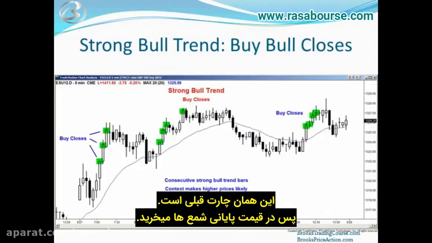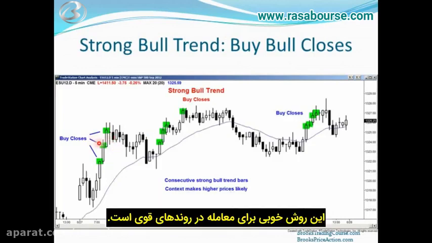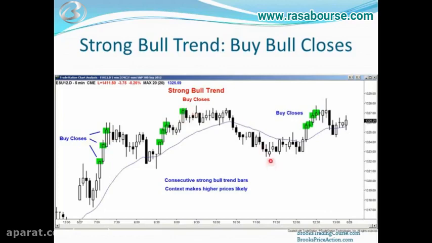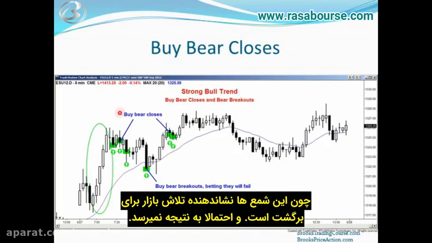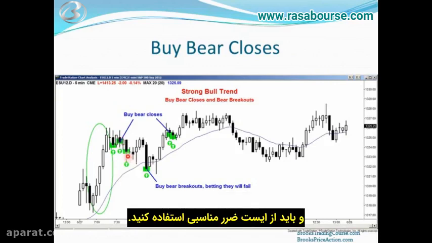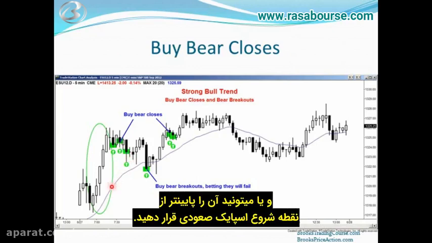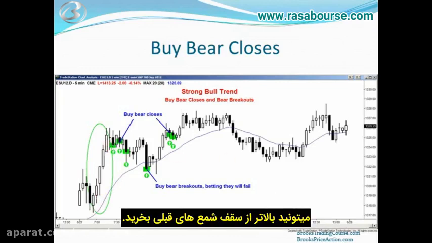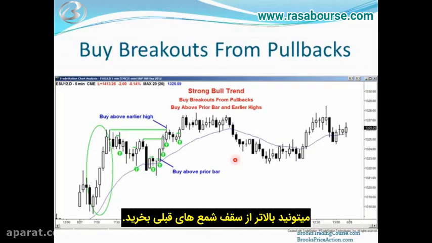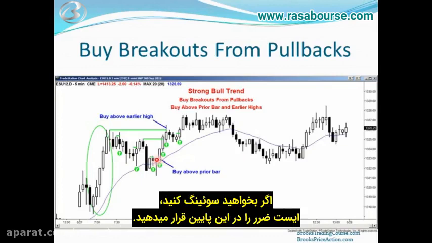So this is that same chart. You buy closes, right? That's a good way to trade strong trends. You buy bear closes as well, because they're attempts to reverse the market, and they're probably going to fail. But you use the appropriate stop, below the bottom of the spike, below the bottom of the beginning of the strong breakout phase. You buy above the high of the prior bar, right? Again, for a swing, your stop is down here.